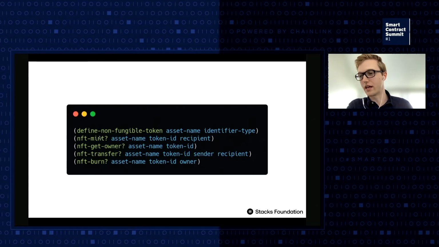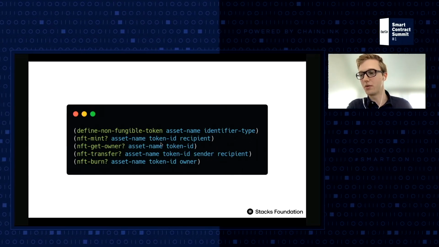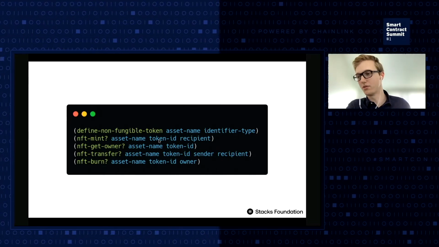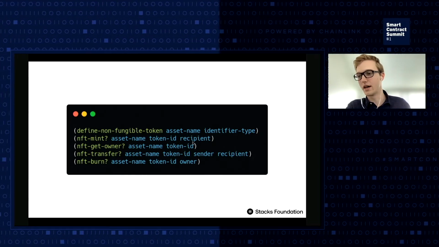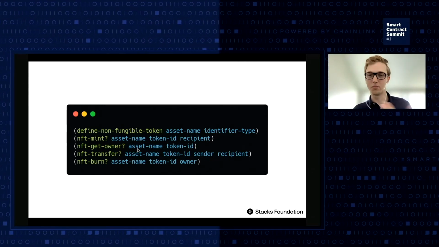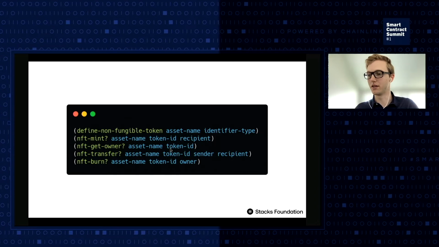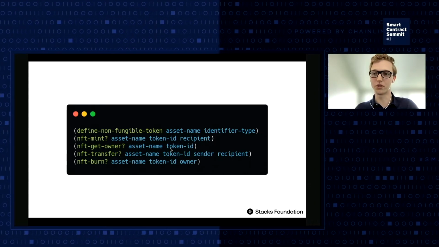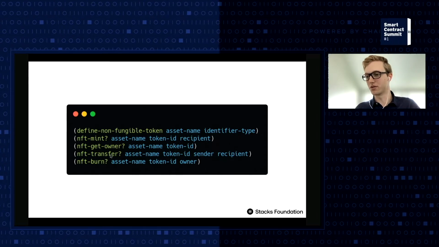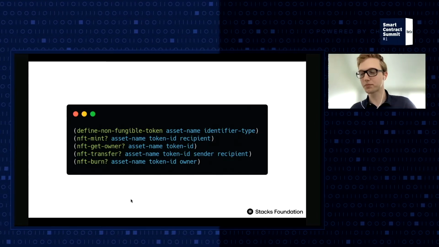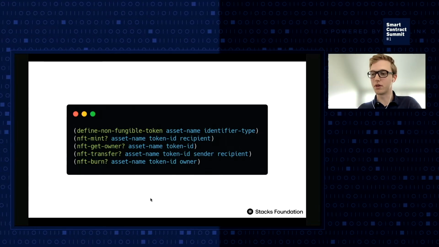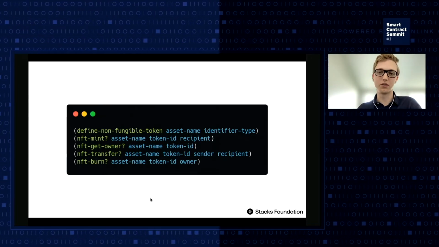And the other functions: nft-mint, you pass in the asset name, you pass in the token ID, which again, depending on that type, would be a uint or a string or something else, and a recipient. You have nft-get-owner, you again pass in the asset name and then token ID, and it'll give you back the owner, so which principal, which address owns that particular token. And of course also nft-transfer and nft-burn.